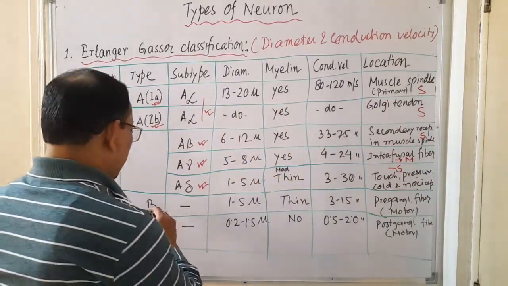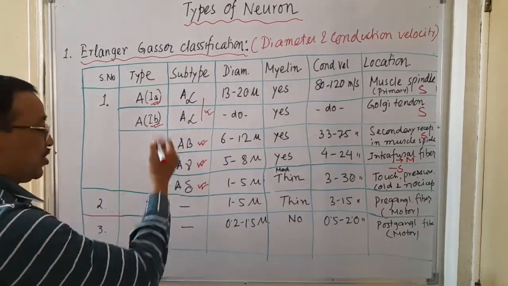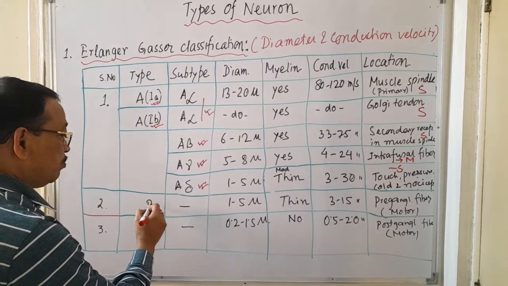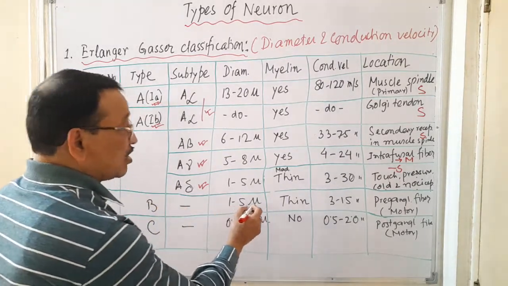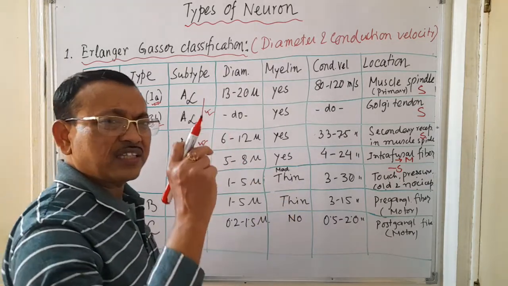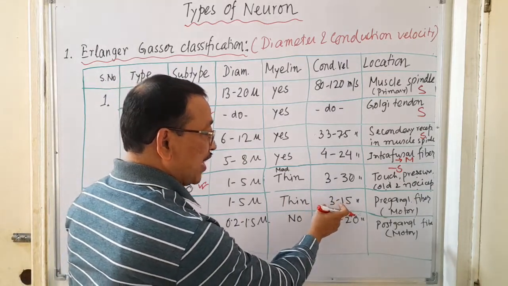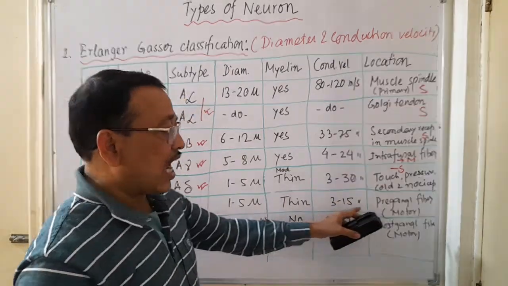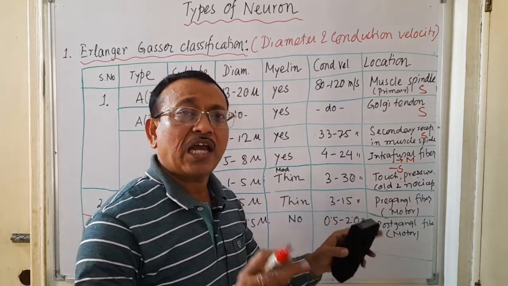Then the second category, as per the Erlanger Gasser classification, the second type of fibers are known as the B fibers. B fibers, diameter is very less because it has a very thin myelin sheath. So conduction velocity is less, and these are distributed as the preganglionic fiber.